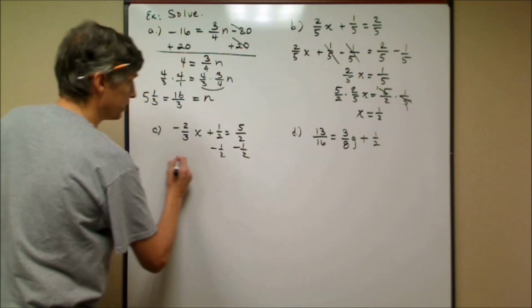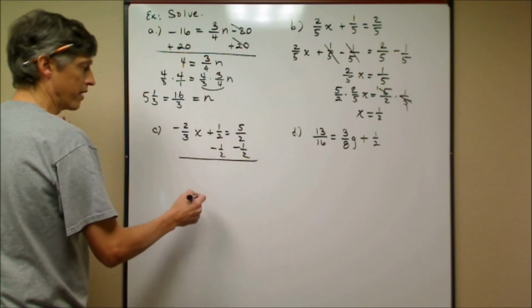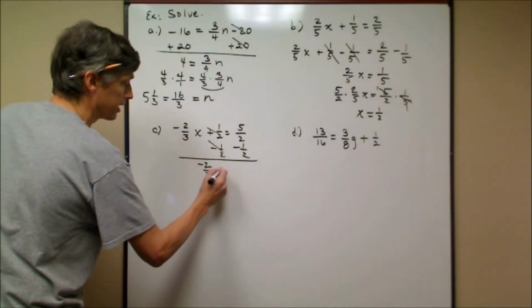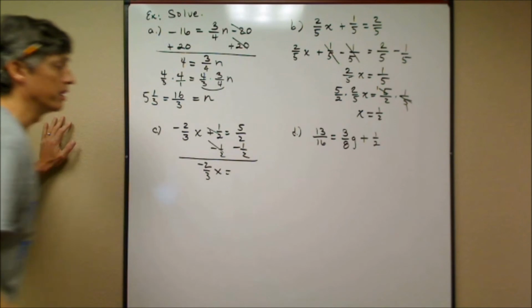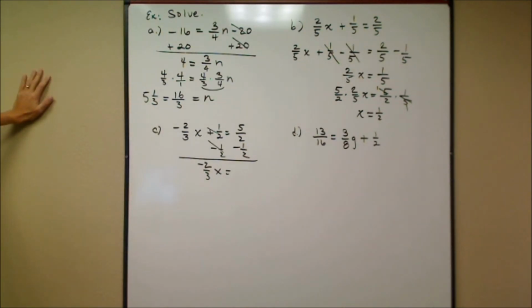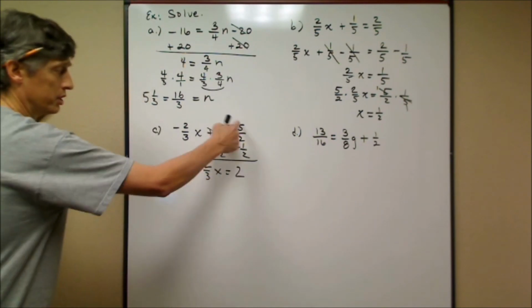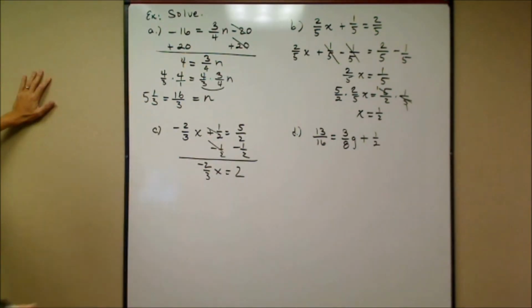And again, I catch a break here because on the right side they already have common denominators. These are going to cancel. I get negative 2/3 x. Here I have 5 halves minus 1/2. Subtract the numerators. That's 4 halves, which is 2. This is going to be 4 halves, and 4 halves simplifies to 2.